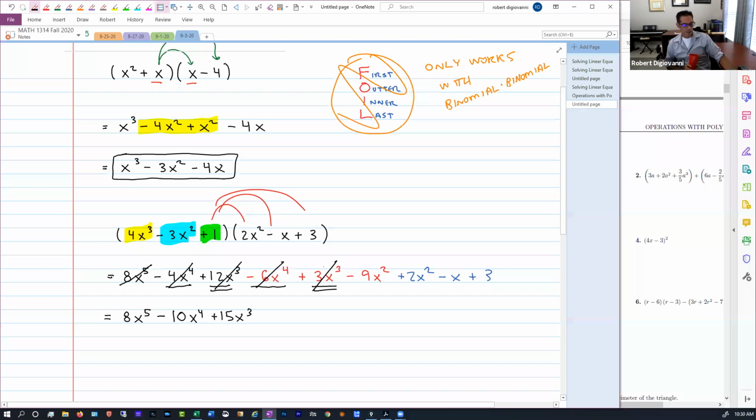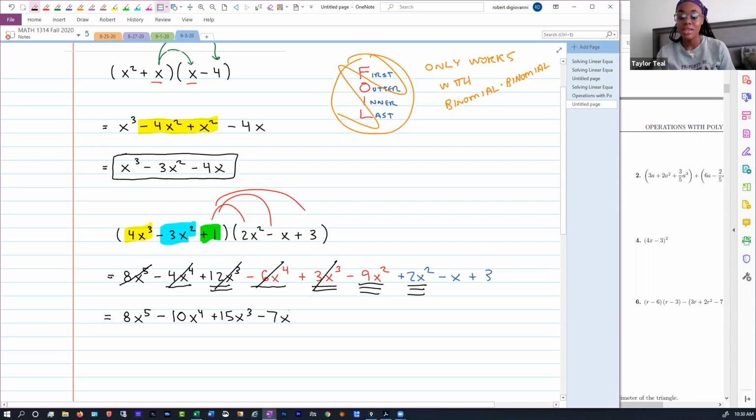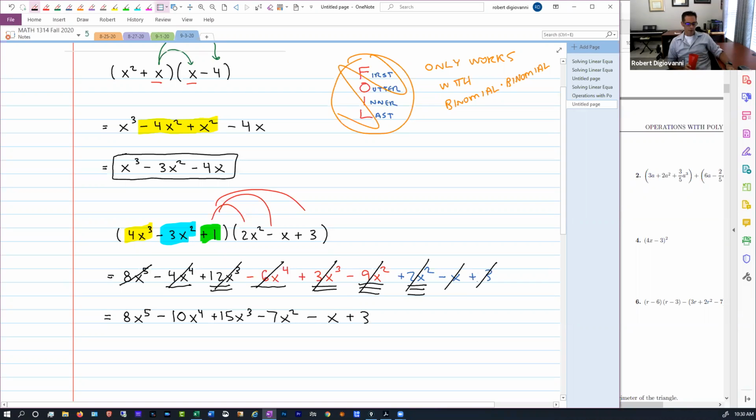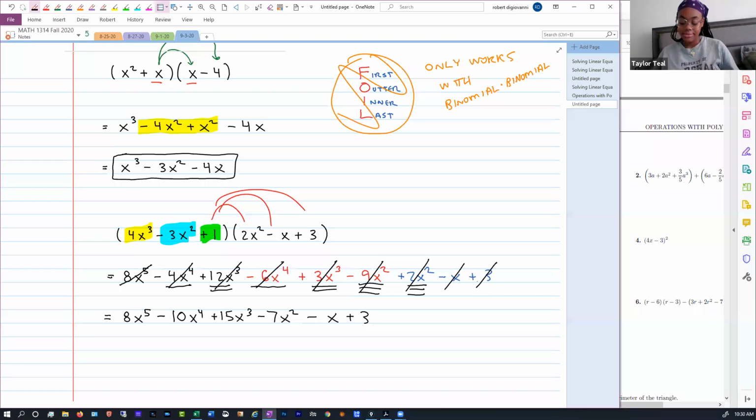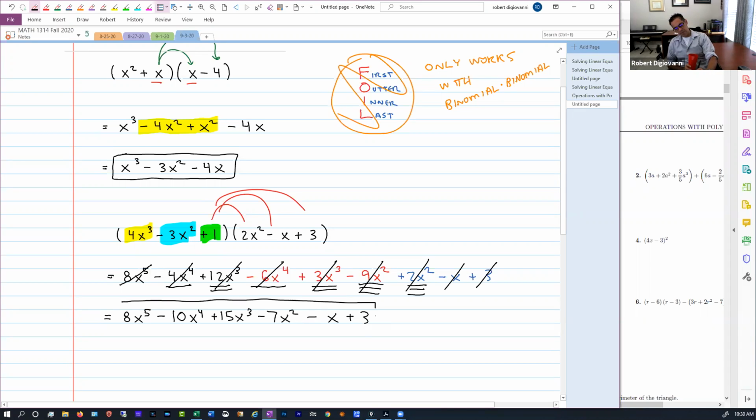Y'all see how I'm doing this now? I'm trying to act like I don't have colors to write with. So x squared, negative 9 plus 2 would be negative 7x squared. Good job. And it's just an x by itself. And then plus 3. There we go. I've covered everything. So I did those little lines underneath to show where I'm collecting like terms. So we know there's nothing else to do with this. That's it.